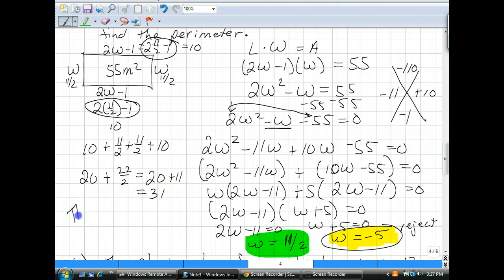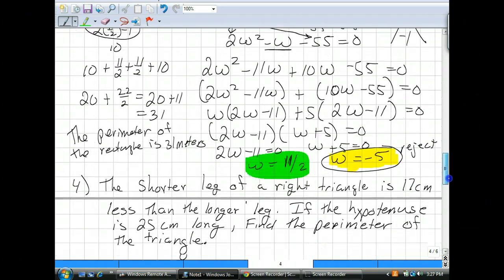So we would say the perimeter of the rectangle is 31 meters. Okay. All right, and one more example.